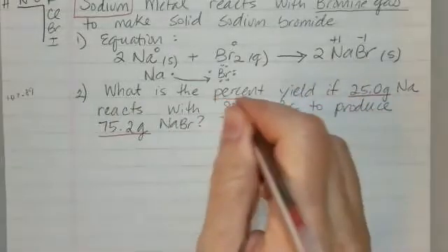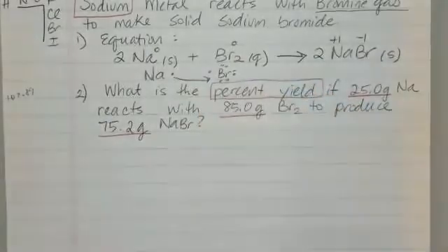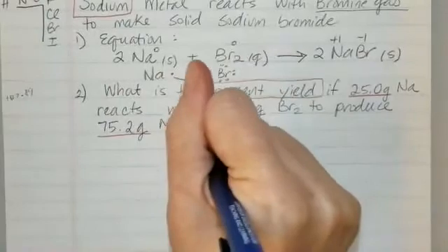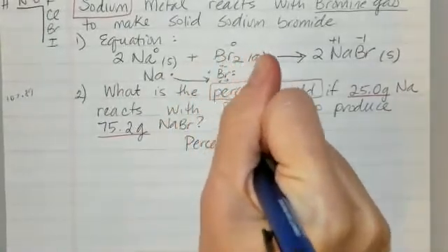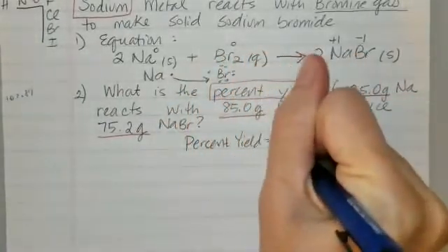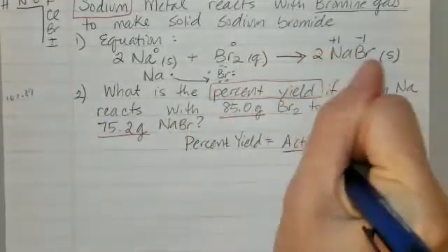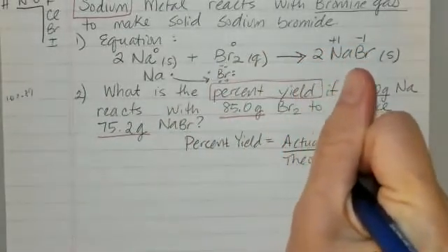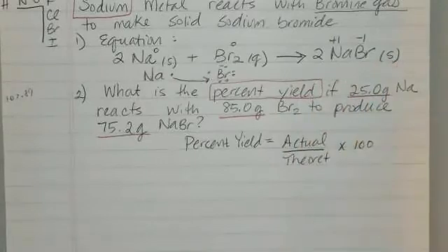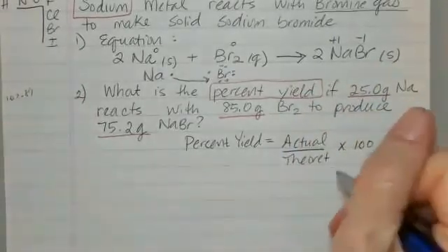If percent yield is being asked for, we have a formula for percent yield, which we probably remember from intro. If you're determining percent yield, you need to know the actual yield of the experiment divided by the theoretical yield times 100. Percentage is always parts per 100. That formula should look familiar.